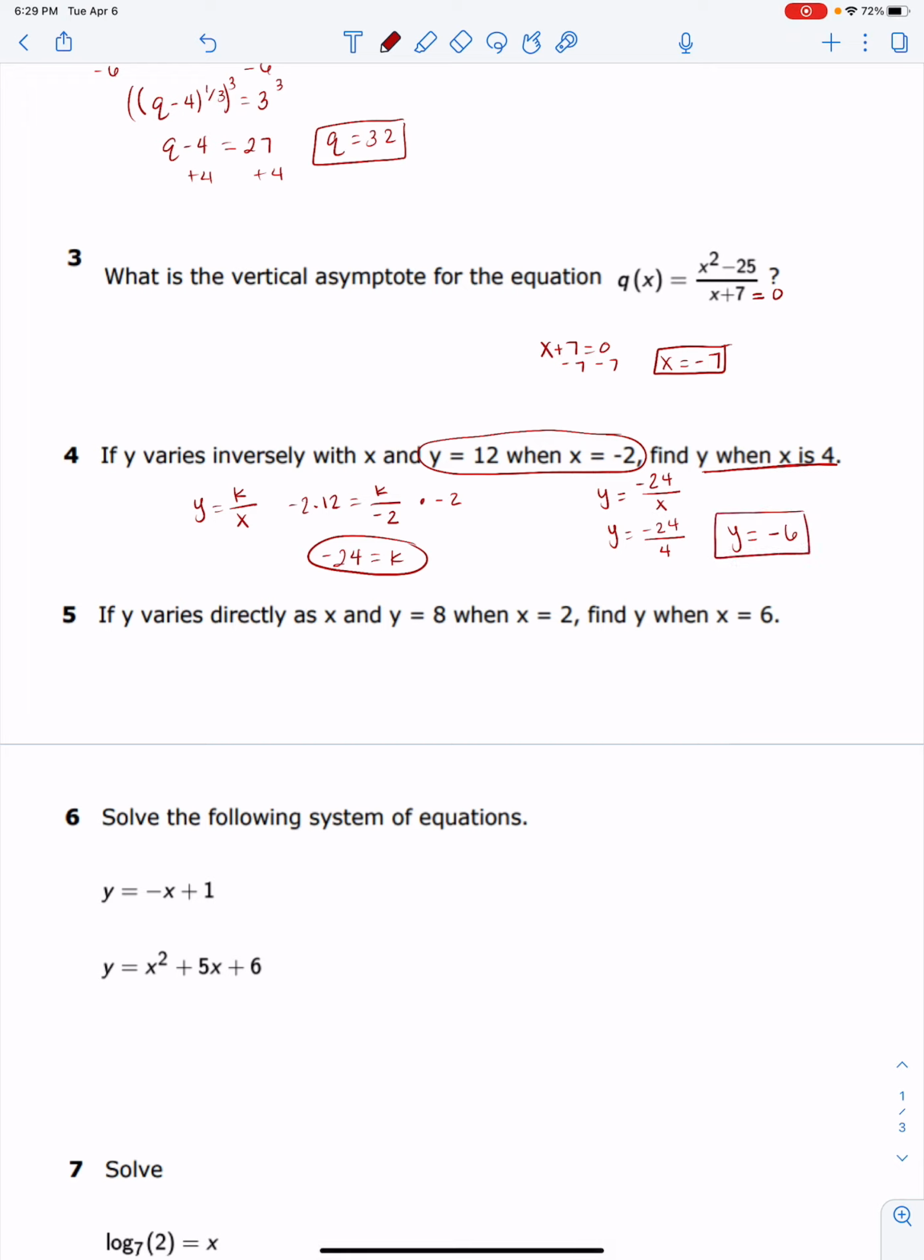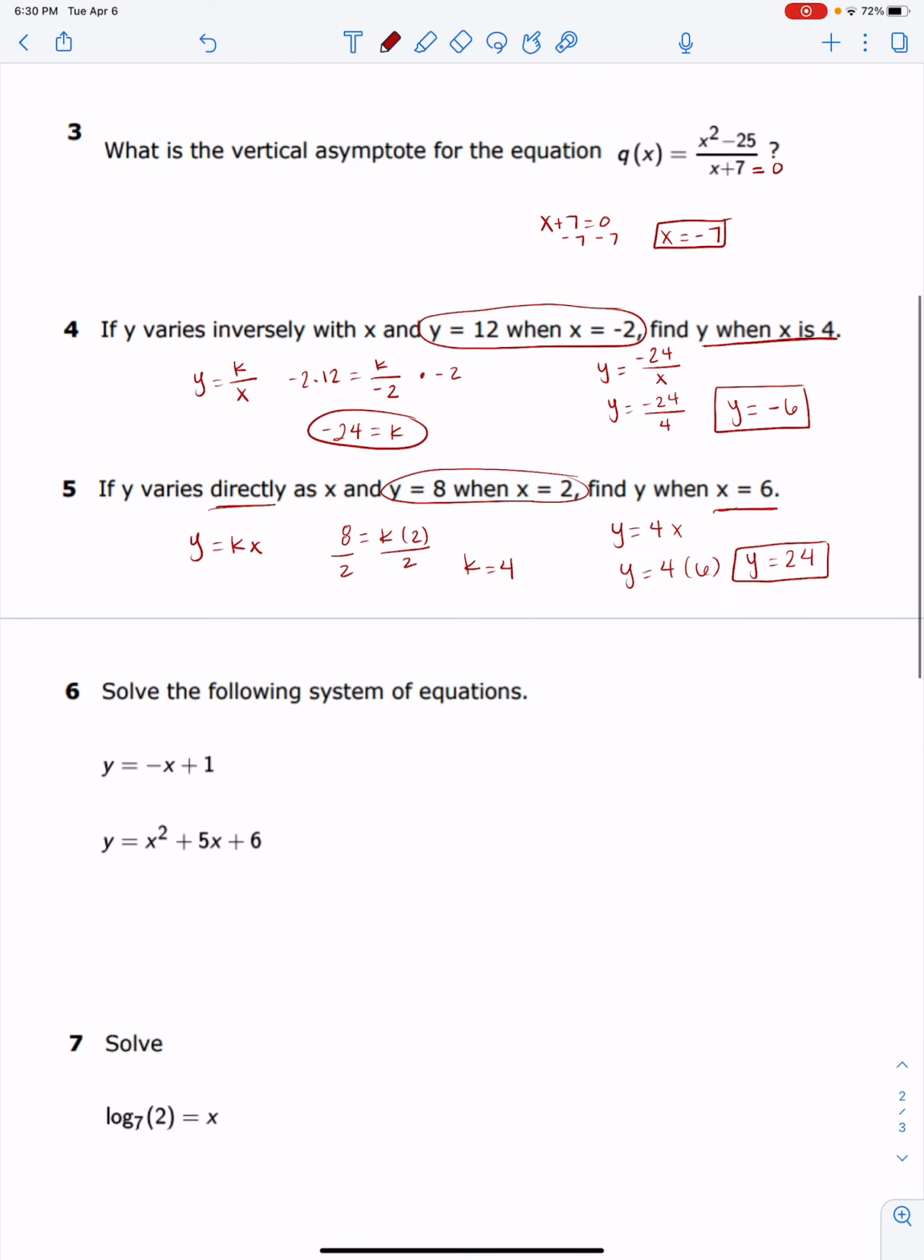All right. If I vary directly, then I can use the equation y equals k times x. So if this is the pair that goes together, 8 equals k times 2. To get rid of the 2, we divide. So I know k equals 4. So now I can use y equals 4x to find y when x is 6. So y equals 4 times 6. So y equals 24.